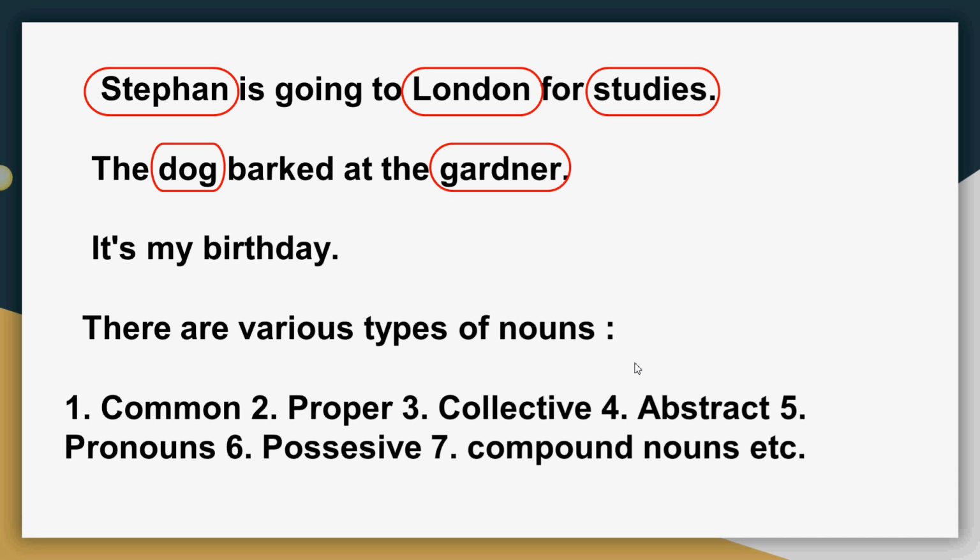It's my birthday. So birthday is acting as a noun here. So we have identified nouns in the sentences. There are various types of nouns: common noun, proper noun, collective noun, abstract noun, pronouns, possessive nouns, compound nouns, etc. We will study all the various types of nouns in detail in the next videos.